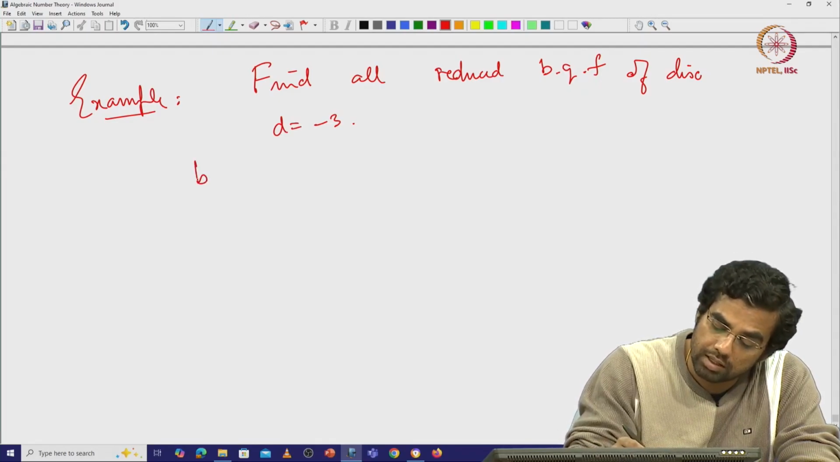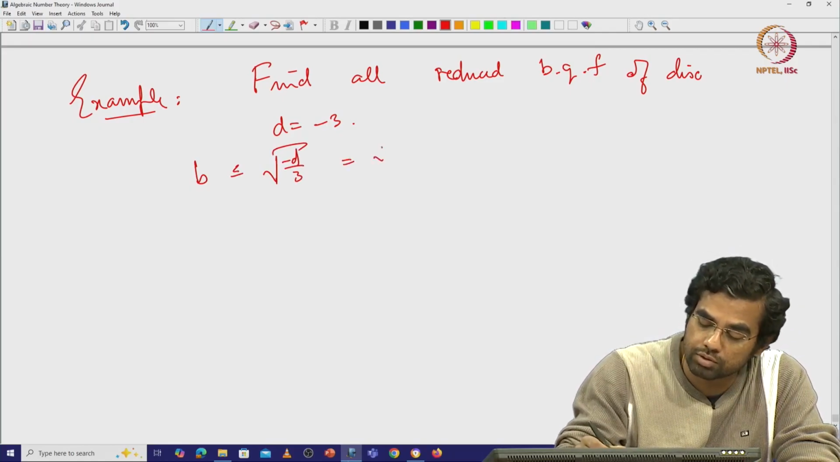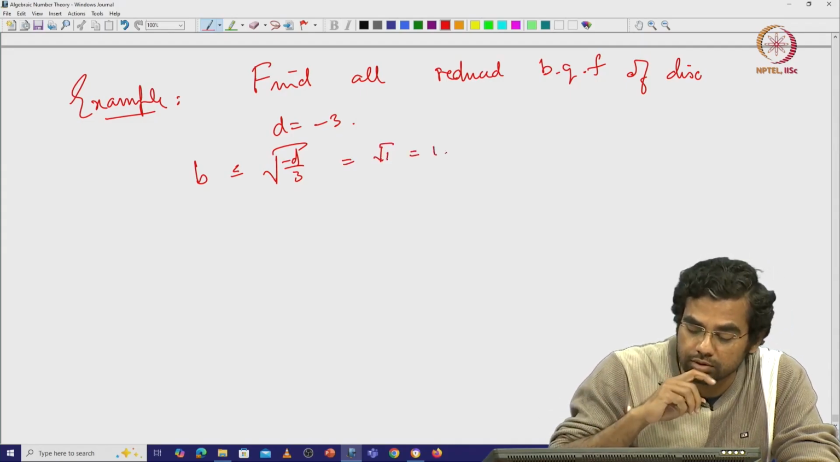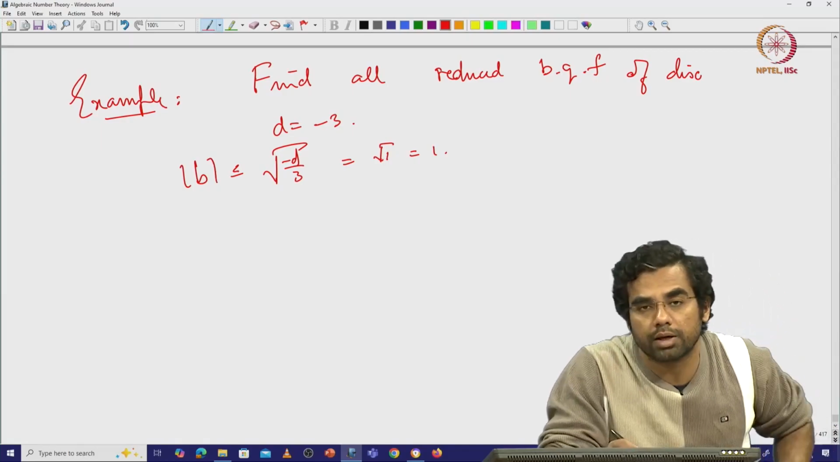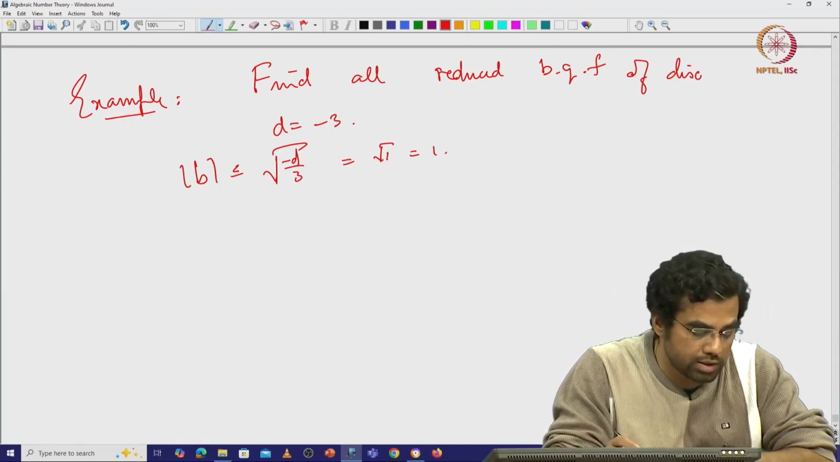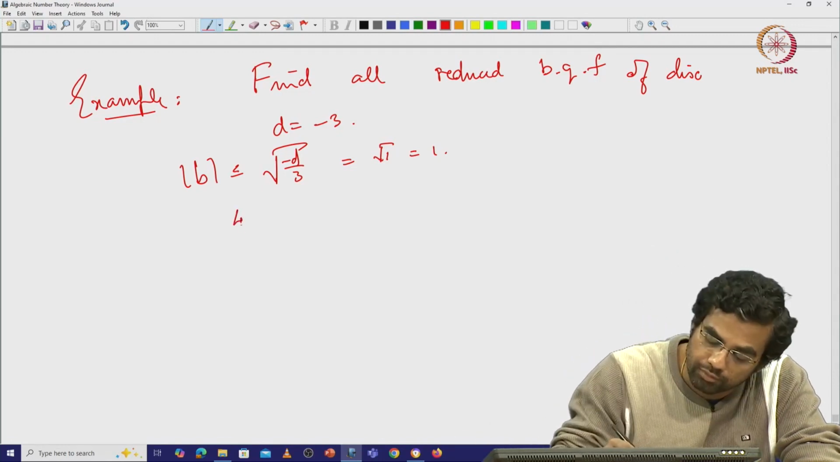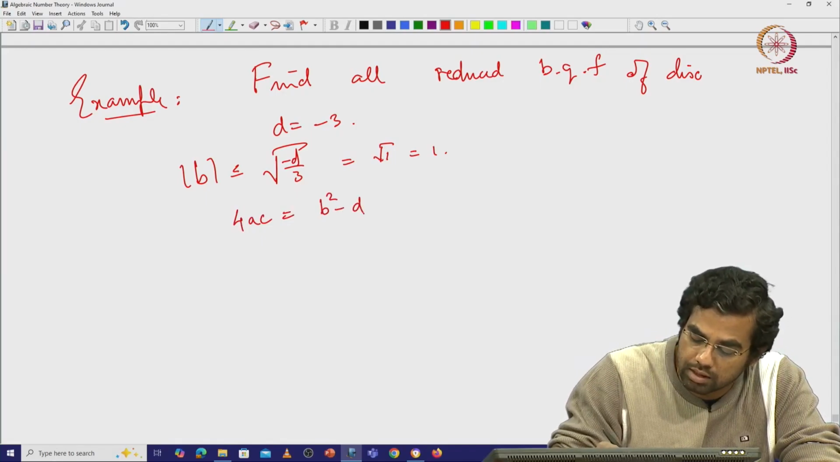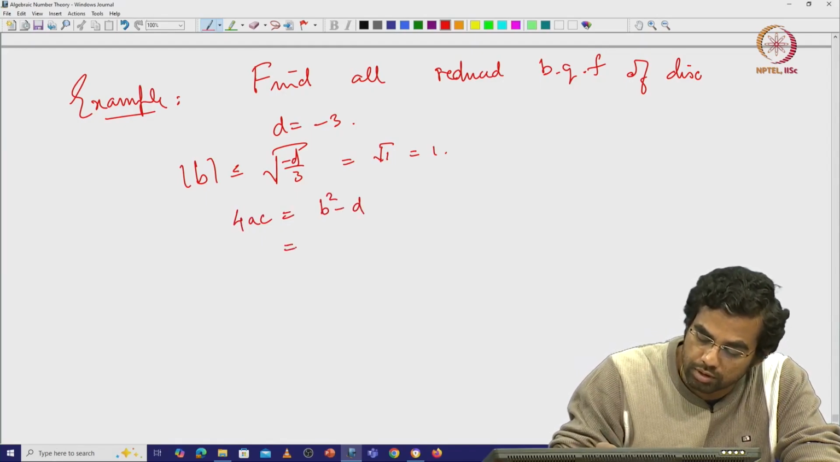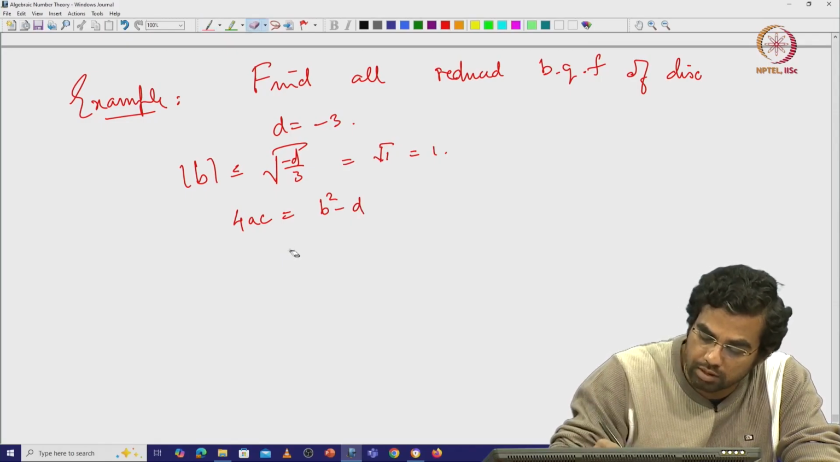So mod b is less than or equal to square root of minus D by 3, which is equal to square root of 1, since we are just taking positive things. So mod b is always between 1 and minus 1. We can just try out those things. We know that 4AC is equal to b squared minus D, so we just try out various values of b.